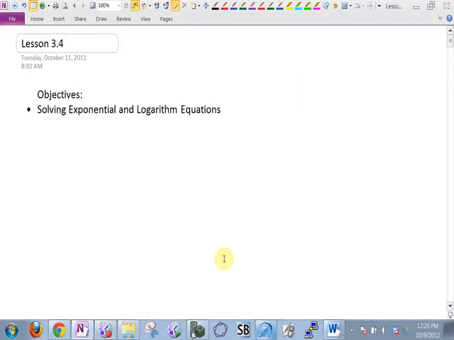Okay, today we're going to be solving log equations and exponential equations. So, for example, some easy ones. 3 to the 2x minus 5 equals 7. Would that be an exponential equation or a log equation? That is definitely an exponential equation. Make sure you look at it before you answer.